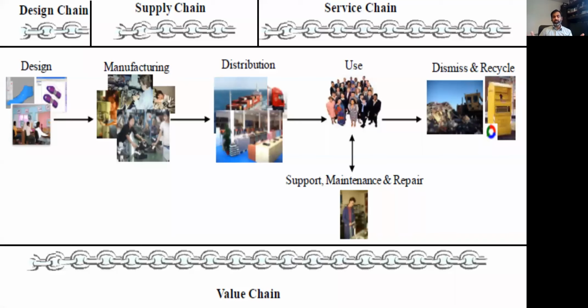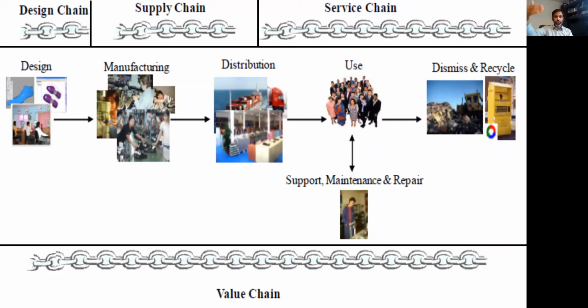So this is a good example. You've got this value chain and it has all these different components to it: designing, manufacturing, distribution, support and maintenance, repair when the machine or product is in operation, and then dismissal or scrap. This is the whole value chain.